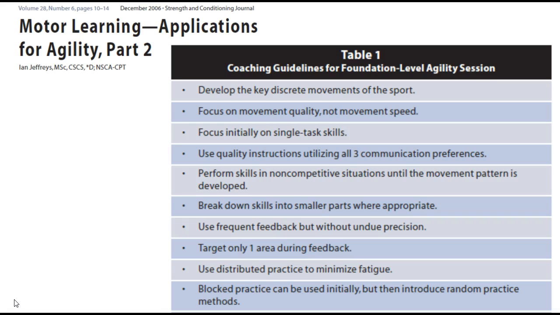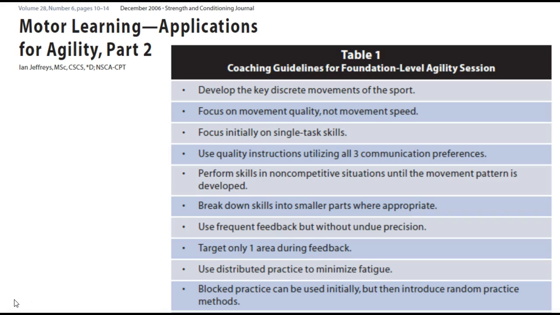In other words, pre-plan what you're going to say ahead of time so that your wording is limited but concise and to the point, so the athlete knows what the task requires, omitting any long extended explanation as to why they would need to be able to perform the skill. So quality instruction using all three communication preferences.